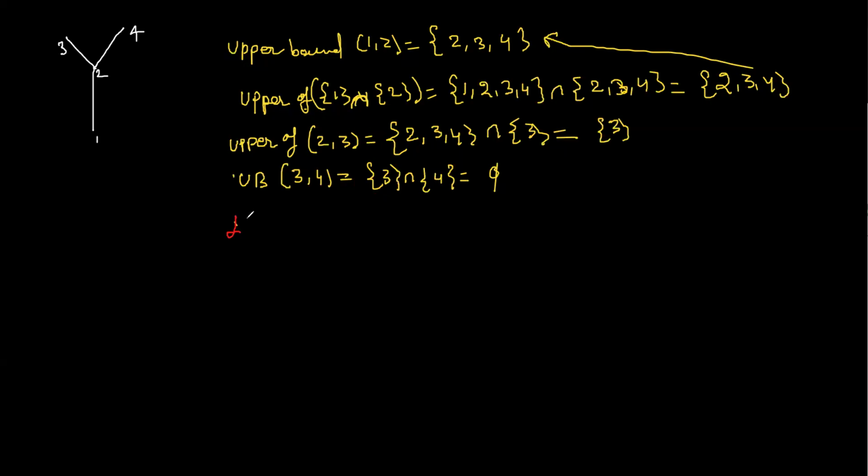Now see least upper bound. Least upper bound of 1, 2 means what? First find the upper bound, minimum. Least means what? Bottom value. Bottom value of what? Upper bound. Bottom means what? Least value.